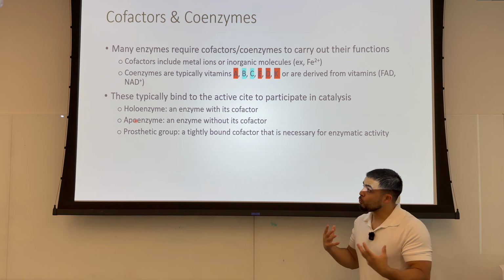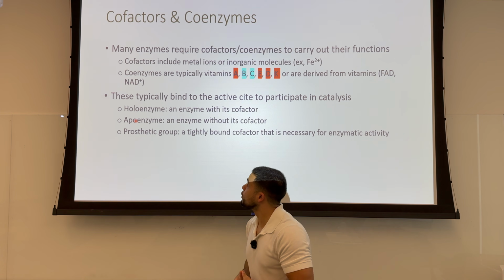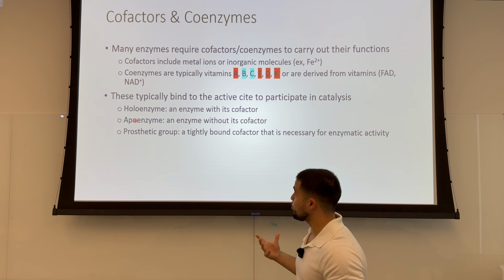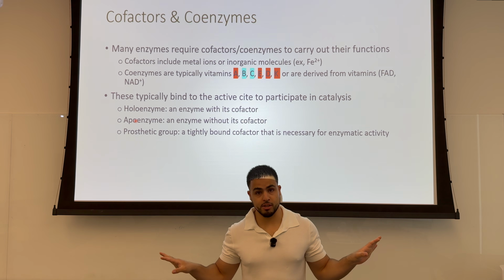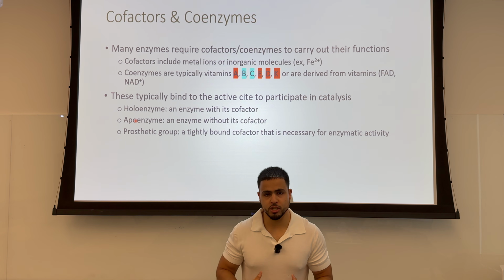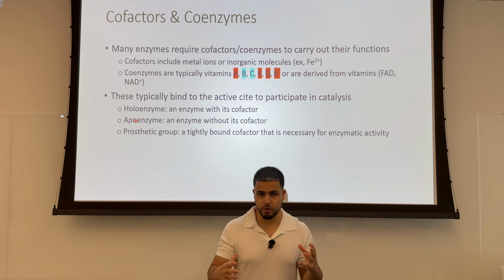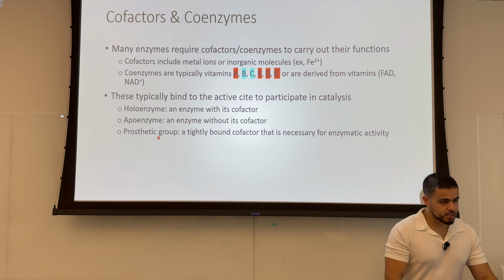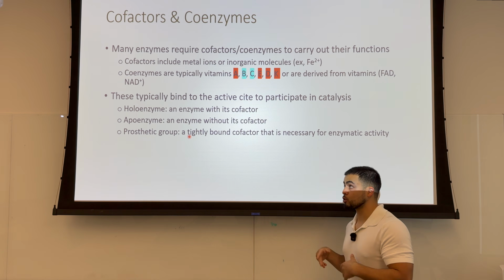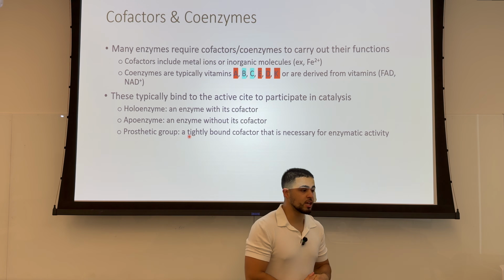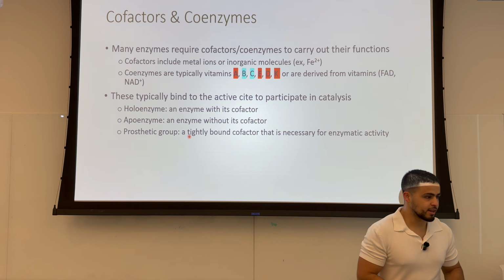So holoenzymes, just some terminology over here, holoenzymes are enzymes with their cofactor, and then apoenzymes are enzymes without their cofactor. So obviously without their cofactor, they won't carry out their functions to maximal capacity. So that's just a way of regulating enzymatic activity. And then when it comes to prosthetic groups, those are coenzymes or cofactors that are tightly bound to their enzymes and are necessary for enzymatic activity.